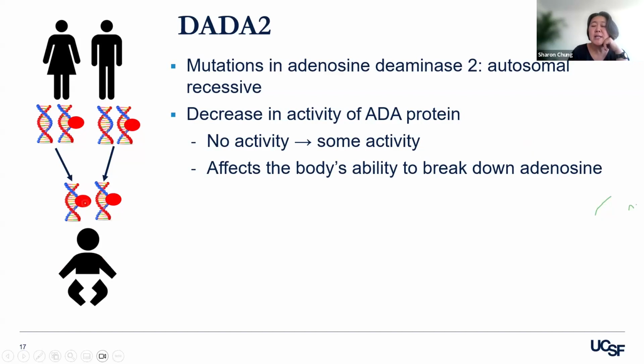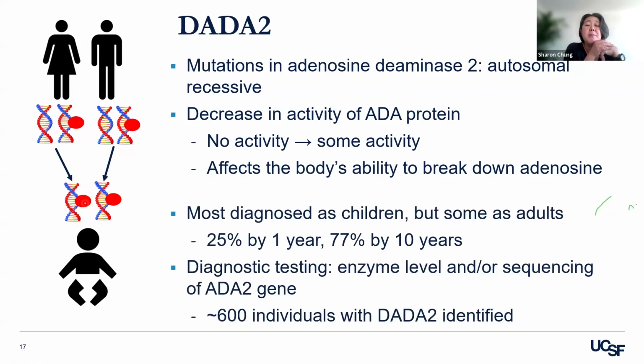Now, as a single gene disease, most patients are diagnosed as children, but some can be diagnosed as adults. 25% of patients are diagnosed by 1 year of age, and about 3/4 of the patients are diagnosed by 10 years of age. But there are patients who are diagnosed in their 20s or 30s or 40s or older. And the way we diagnose them is we do testing for either the enzyme level for the ADA protein, or we sequence the ADA2 gene.